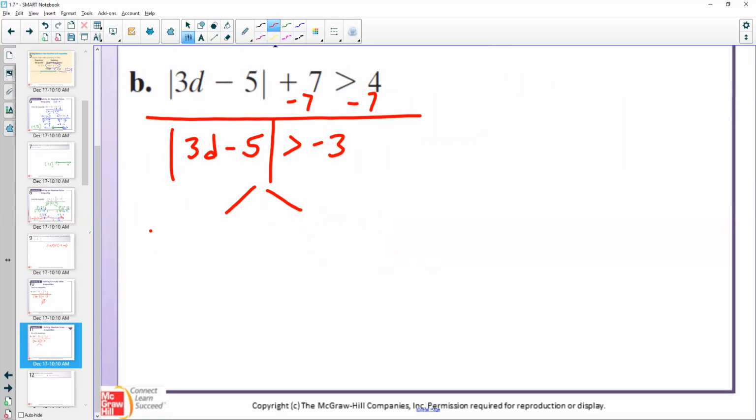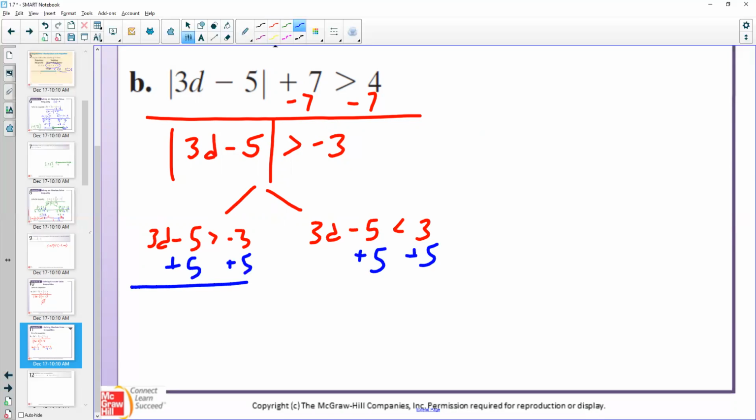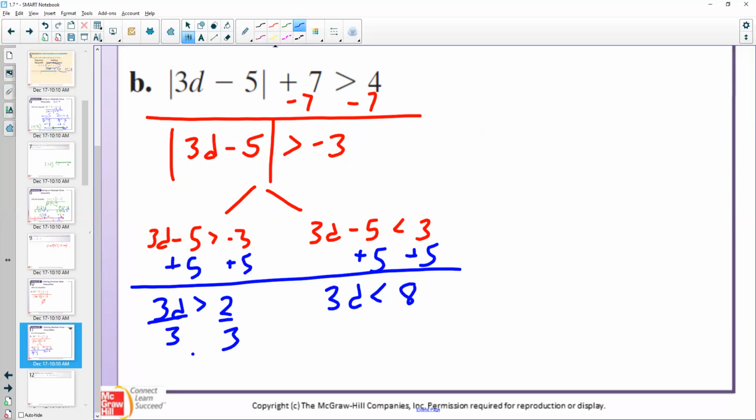I can do my 2 cases, 3d minus 5 greater than -3, 3d minus 5 less than +3, plus 5. I'm actually going to add 5 at this point instead of some other number. I'm going to get 3d greater than 2 and 3d less than 8. Okay, divide by 3. So I get d is greater than 2/3. D is less than 8/3. Okay.